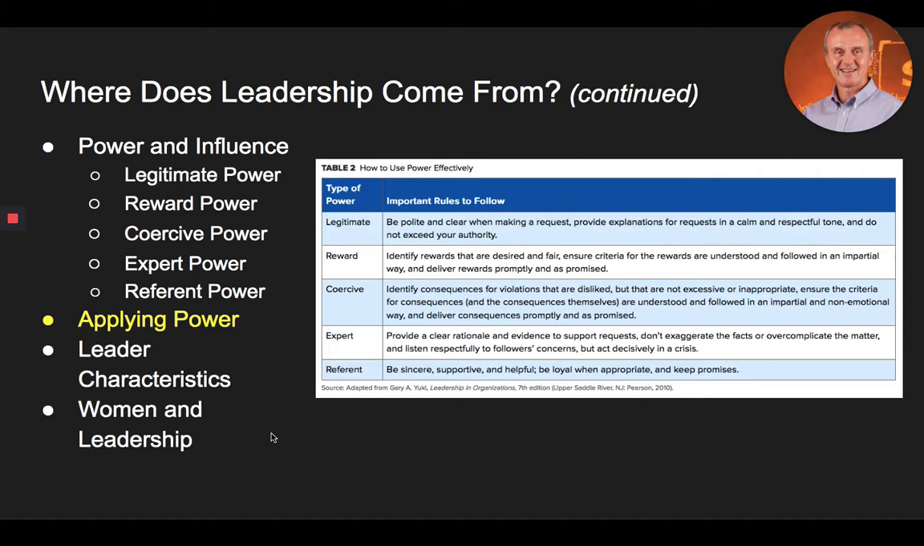How should you apply expert power? Provide a clear rationale and evidence to support requests. Don't exaggerate the facts or overcomplicate the matter, and listen respectfully to followers' concerns, but do act decisively in a crisis. Finally, how should you apply referent power? You should be sincere, supportive, and helpful. Be loyal when appropriate, and keep your promises.